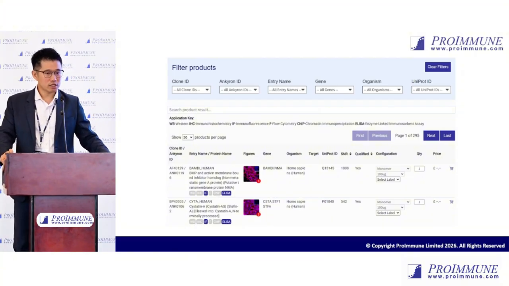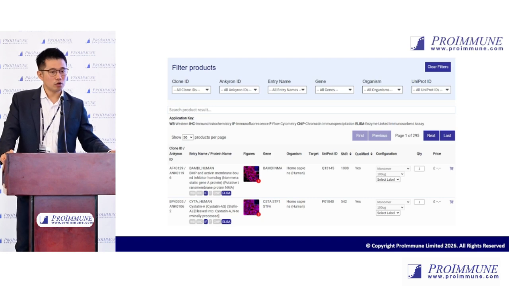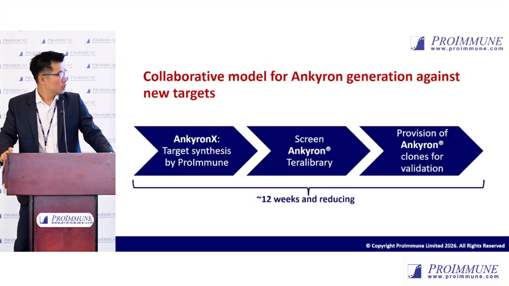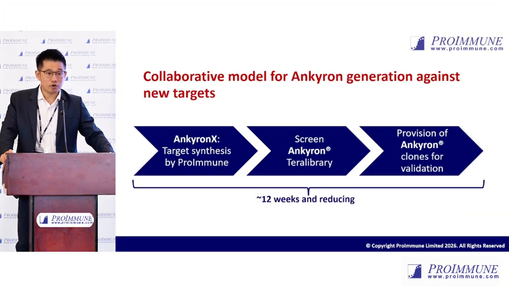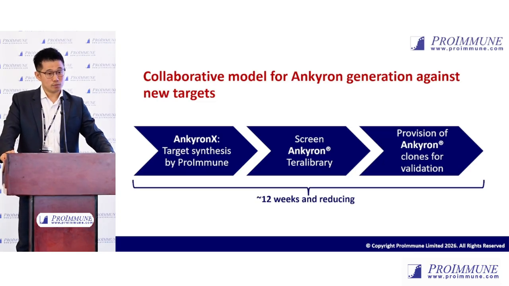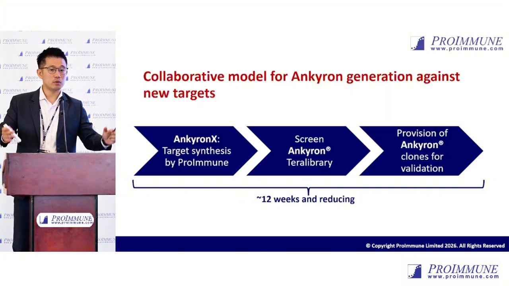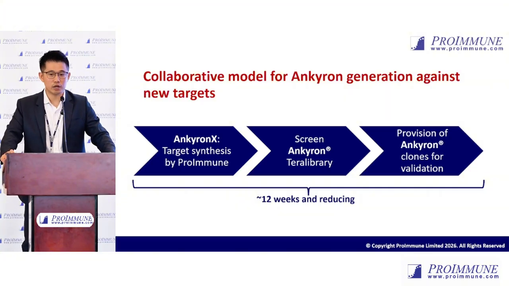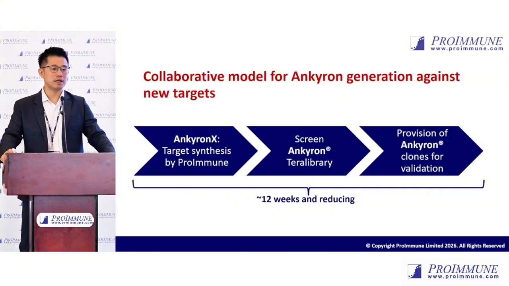We can do customization, but in order for this to happen, we will of course need the antigen for us to do the screening. So this is where we set up a platform called the Ankyrons X, where we are able to help you do the expression of the antigen, the protein target. What we just need is to know which protein targets you are interested in. Let us know the UniProt ID, we can look into it, and we can then express the protein.